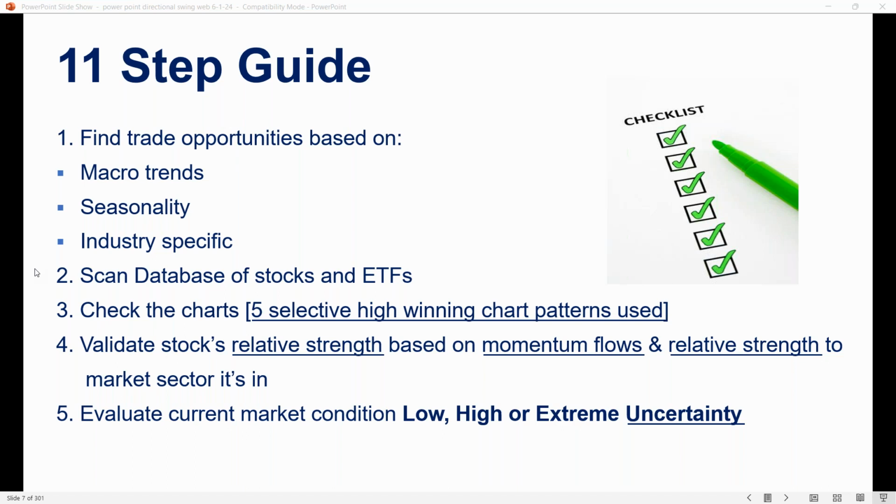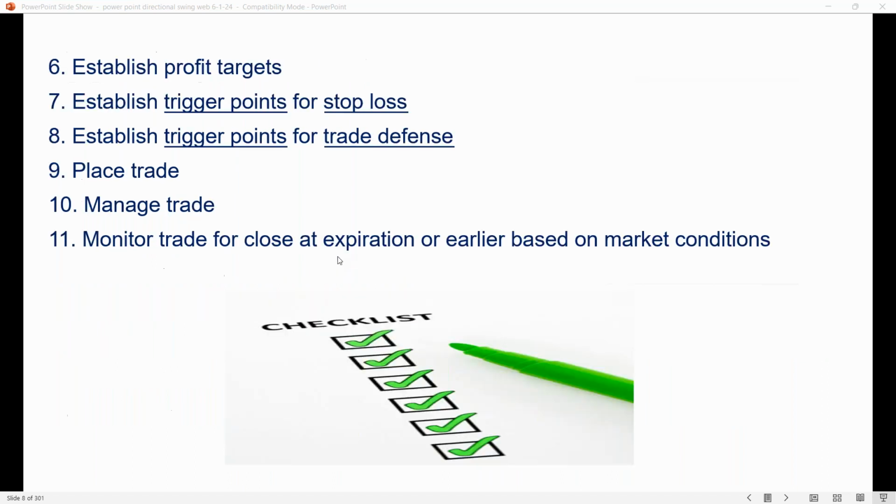And then I want to validate a stock's relative strength, and I do that based on either momentum flows or a combination of momentum flows and relative strength of that specific stock to a market sector it's in. And then I want to always be aware and evaluate the current market condition. Now, we're always going to be in some kind of uncertainty. So we want to identify the uncertainty. Are we in a low environment of uncertainty, high, or extreme? That's going to help us manage our risk of the trade if we can be more quantified as far as the type of market uncertainty we're trading.